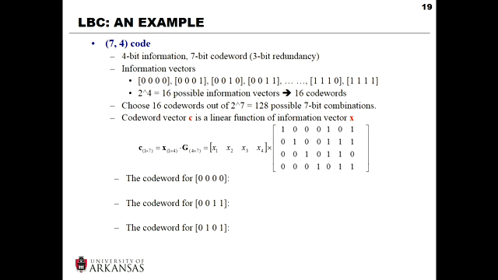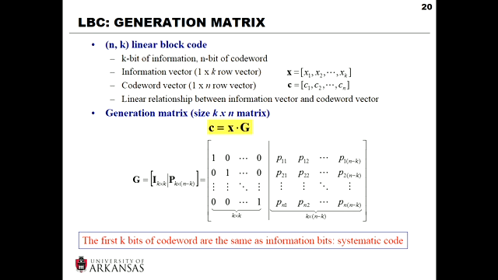All right. So that's just a simple example of the 7/4 code, and in general, for the (n, k) linear block code, we have k bits of information and n bits of code word. The information vector is a 1 by k row vector, and the code word vector is a 1 by n row vector. There's a linear relationship between the information vector and the code word vector. That's why it's called a linear block code, because X times G is a linear operation.